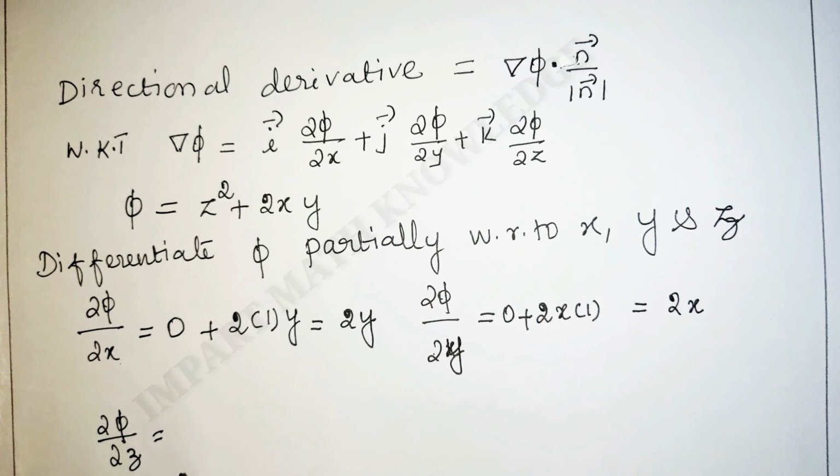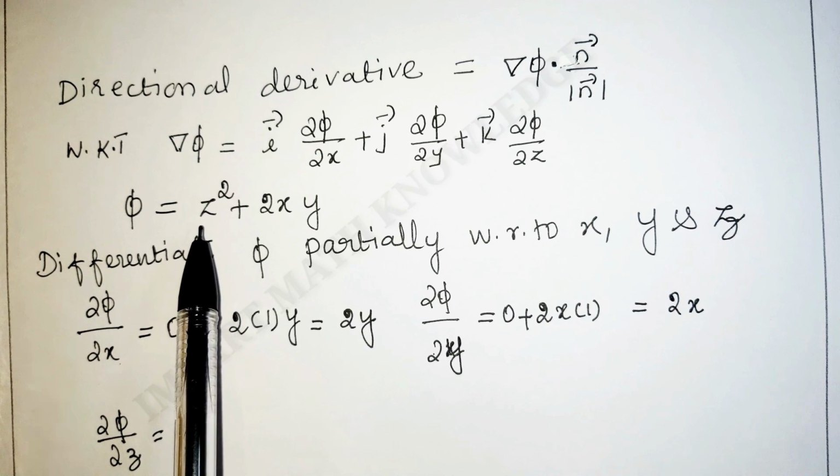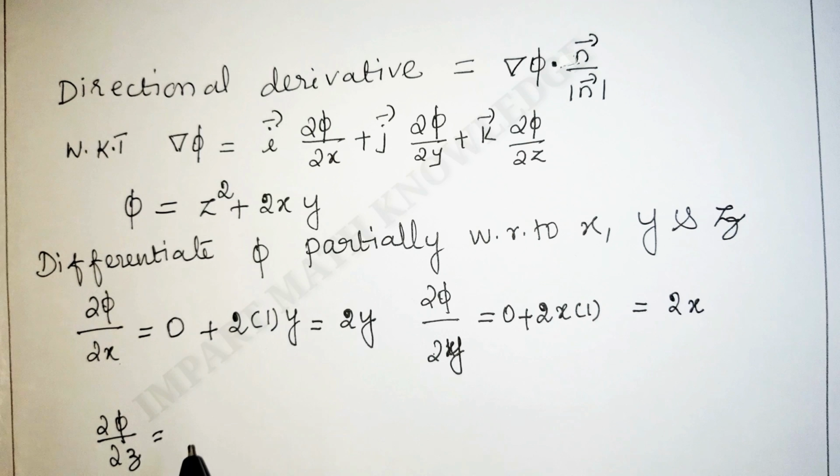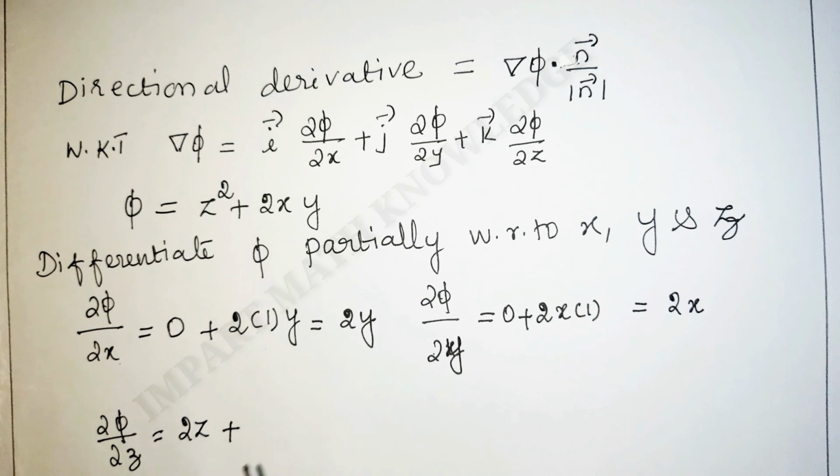Next dou phi by dou z. We have to differentiate phi partially with respect to z. First term is z square. Differentiation of z square is 2z. No z in second term, so 0. So dou phi by dou z is equal to 2z.